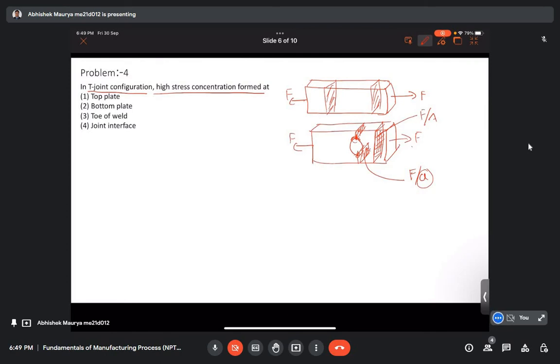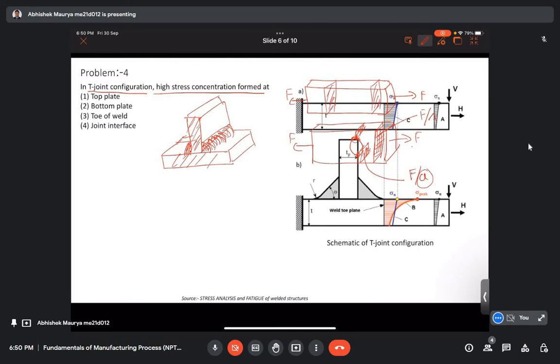Now let's look at what happens in the case of a T joint. Normally we have a T joint which looks something like this. This is one component and this is another component, and we are joining them by welding. So weld material is deposited at the corners like this. If you look at it in 3D, it will look something like this. So this whole region will have weld deposited. Likewise on the other side also.